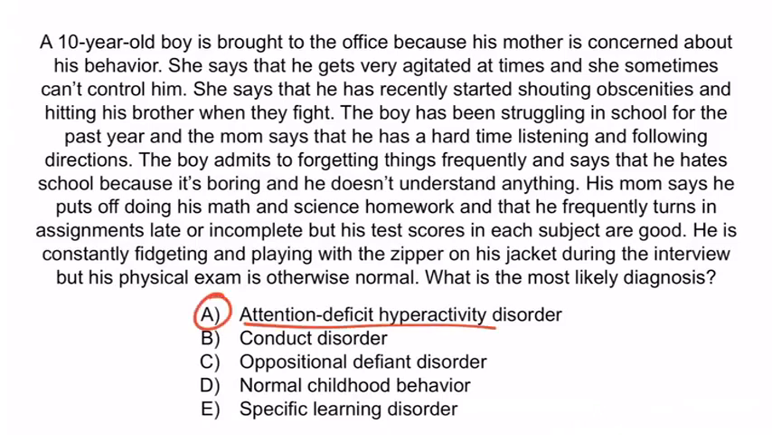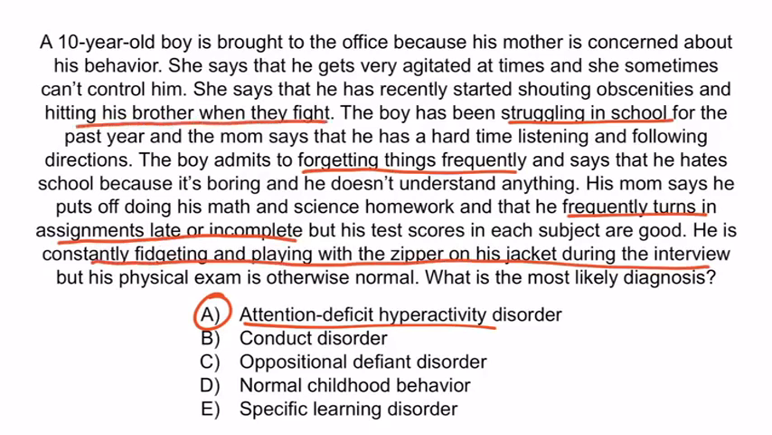We can deduce this because there are several key points that direct us toward ADHD. This includes difficulties in school, a history of forgetting things easily, procrastination, and constant fidgeting and playing with his clothes during the interview. He also is having problems at home and is fighting with his brother. Additionally, he has a hard time listening and following directions at home as well. In other words, he's displaying symptoms of inattention, hyperactivity, and impulsivity.